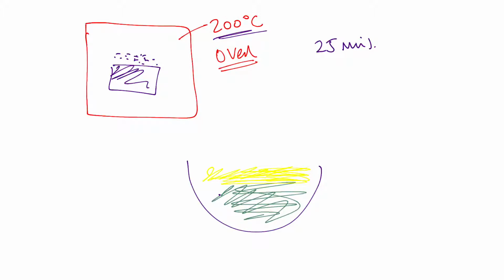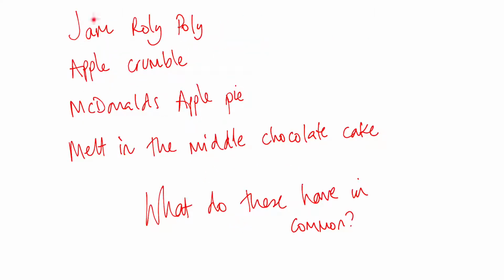Focus on the apple. When it comes out the oven, it's at 200 degrees. But it's not the crumble that burns. It's the apple that burns. In a jam roly-poly, it's the jam that burns. In the McDonald's apple pie, it's not the casing, it's the inside apple that burns. Oh, melt in the middle chocolate pudding. Lovely. But it's not the sponge, it's the bit in the middle that burns.